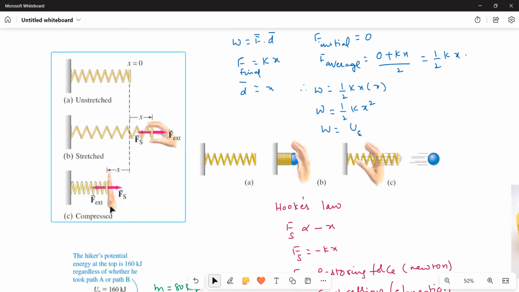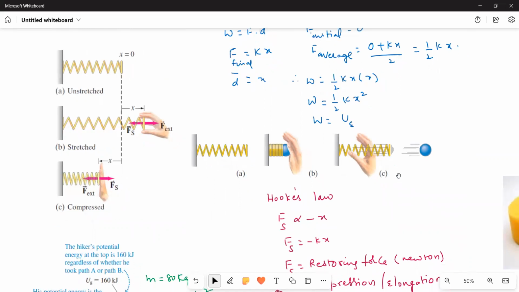Similarly, in the next case, what I am doing is the applied force is compressing the spring. When the applied force is compressing the spring, the restoring force tries to bring the spring back to its original position. Here again, the compression and the restoring force are oppositely directed. So that is what I represented.